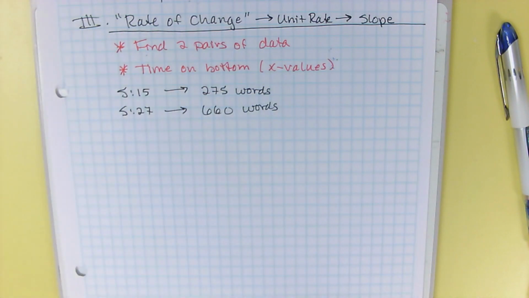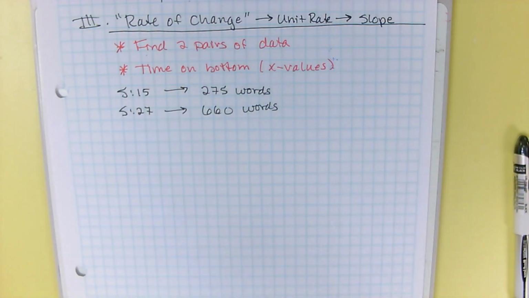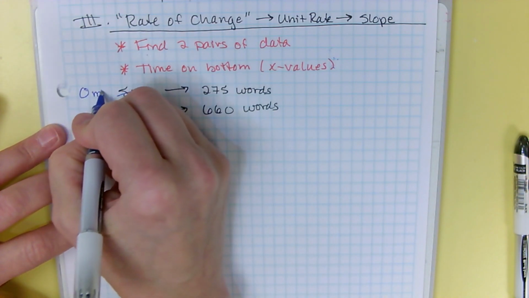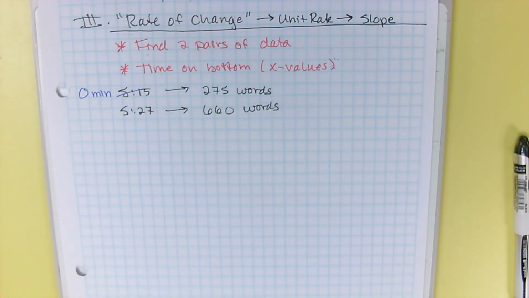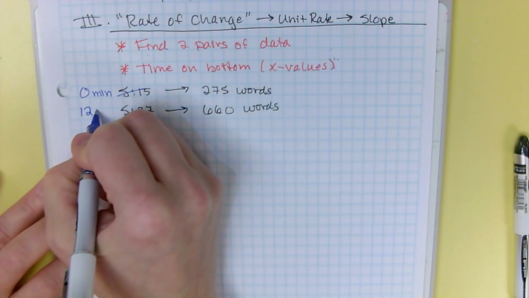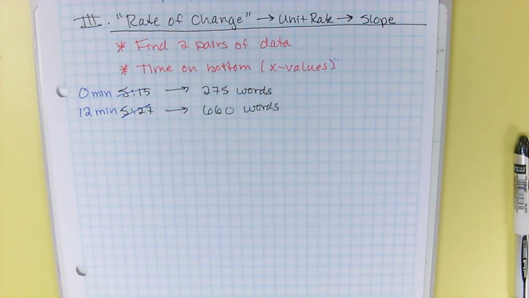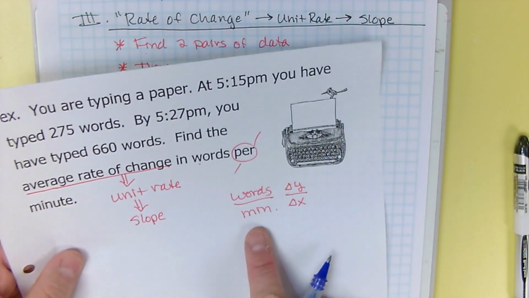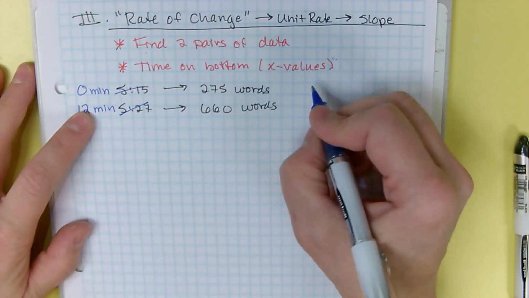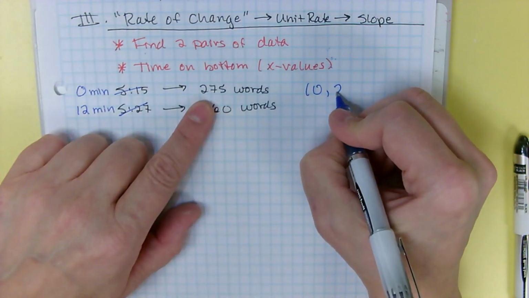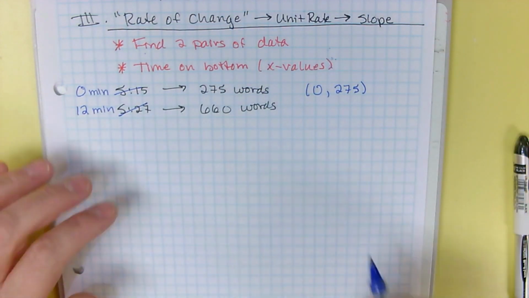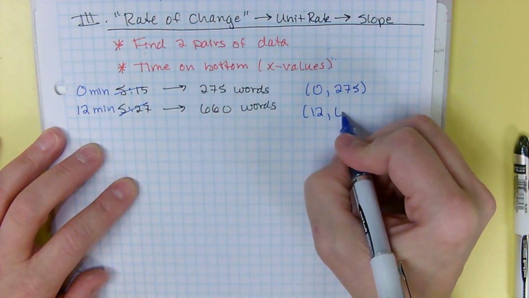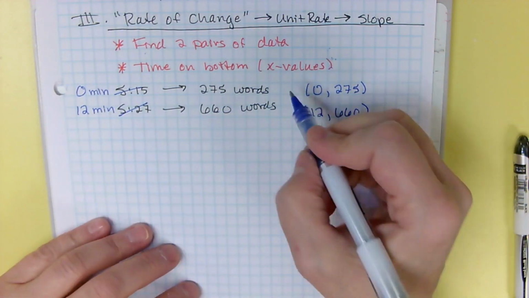All right, so we're going to make these into points. And what you do is you take the early time and you make that 0 minutes. And then you see how many minutes between that and the next time. So from 5:15 to 27 is 12 minutes. So we're going to use that instead of 5:27. So now we're going to make our 2 points, making sure that minutes are the X values. So I've got 0 minutes, comma, and then 275 words. That's 1 point. And then we have 12 minutes, comma, 660 words. And there are our 2 points.